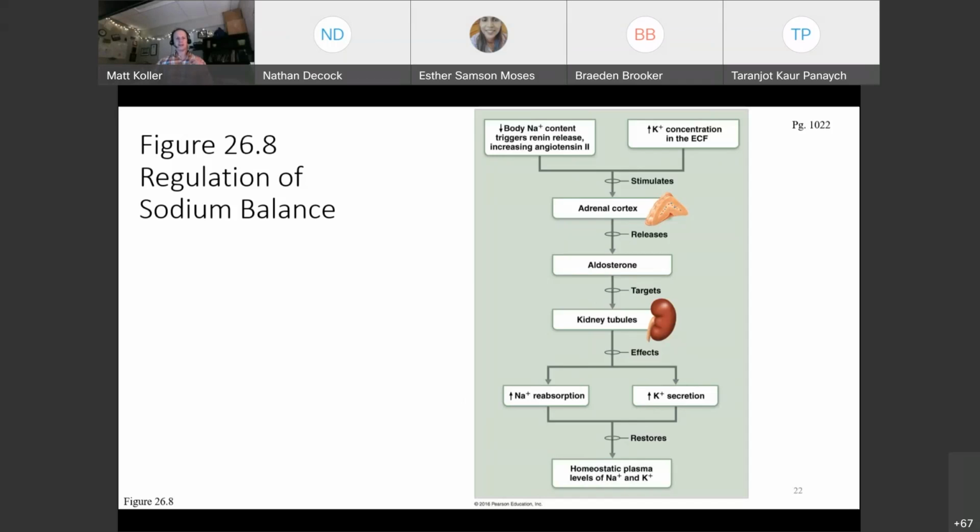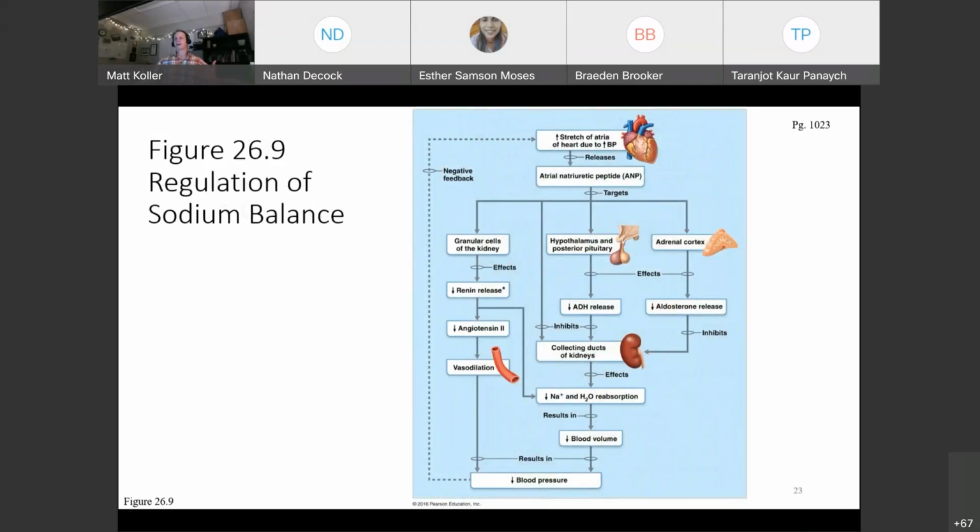And if you thought that was a bit messy, you're going to love this one. This one's awesome. Look at that. Your heart is also involved in this. We have atrial natriuretic peptide, ANP. See it right there at the top, atrial natriuretic peptide.